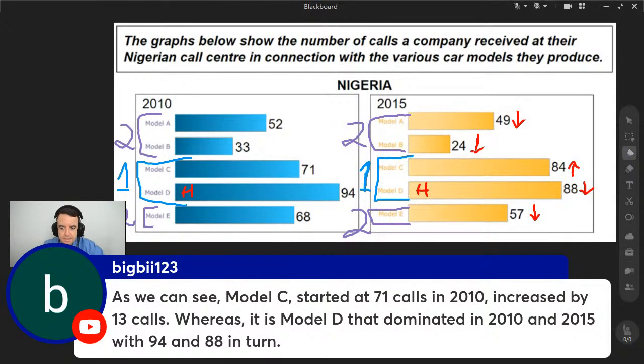As we can see, Model C, you don't need another comma after that. Model C started at 71 calls in 2010, increased and then increased by 13 calls, and then put in the year 2015 as well. And then when you have whereas, okay, whereas it was Model D that dominated in 2000, dominated isn't the right word, in 2010 and 2015 with 94 and 88 calls respectively. Not in turn. In turn is different.